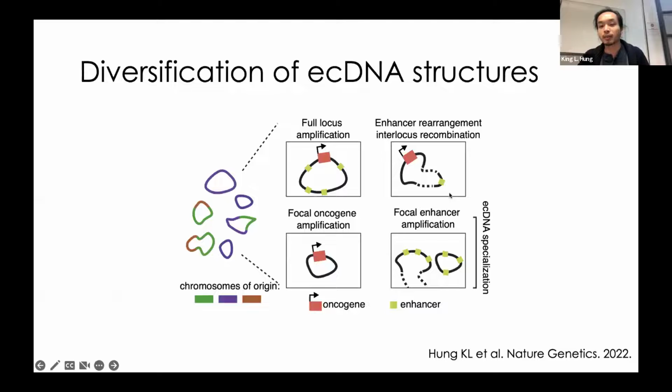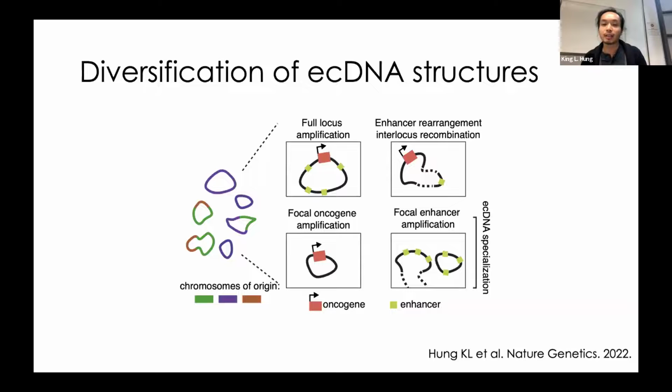We also find examples where the enhancer from a different locus can get ligated to the oncogene on the same circle, and is likely being hijacked for upregulating expression. We also find these weird specialized ecDNA species which only have oncogenes or only have enhancers. This analysis was very interesting to us because it suggests that there's some level of diversification of ecDNA structures in the same cancer cell population.